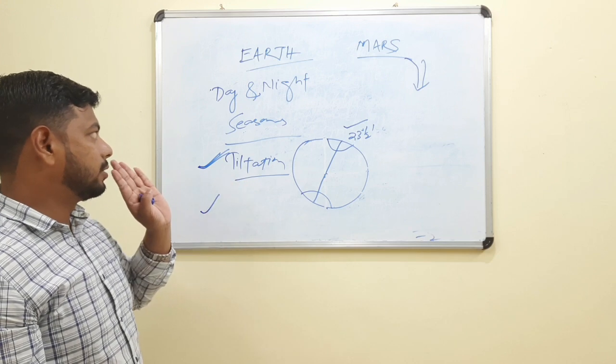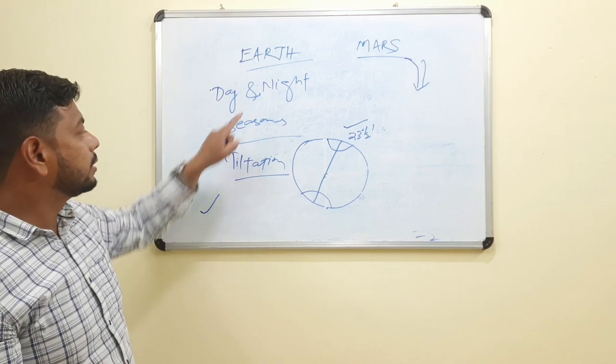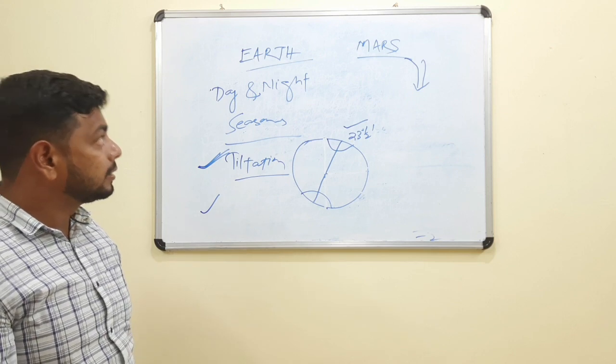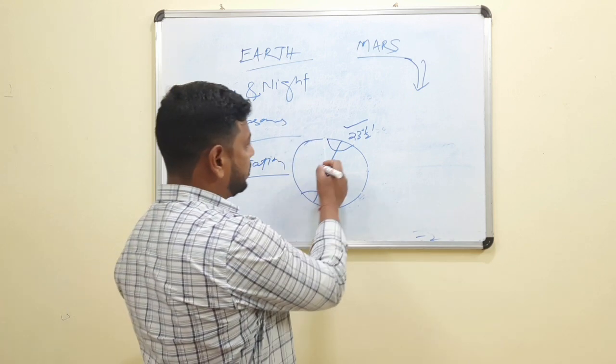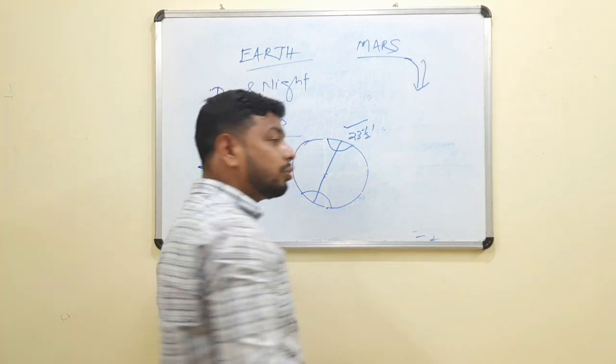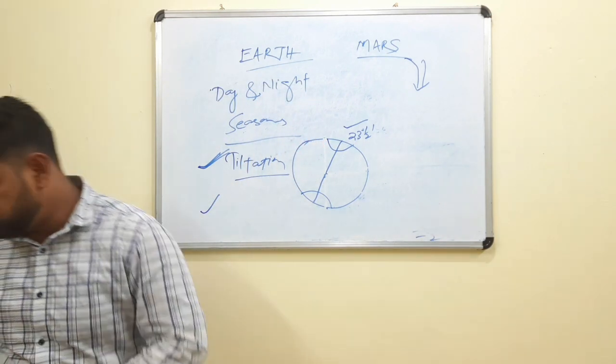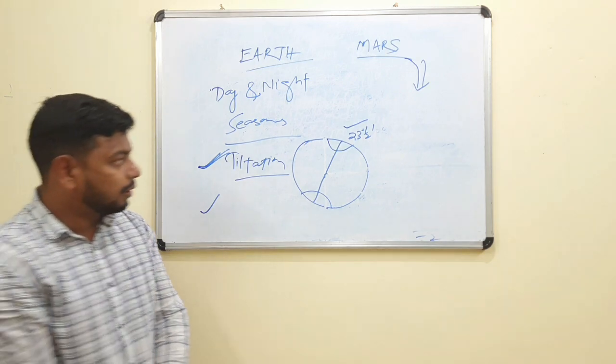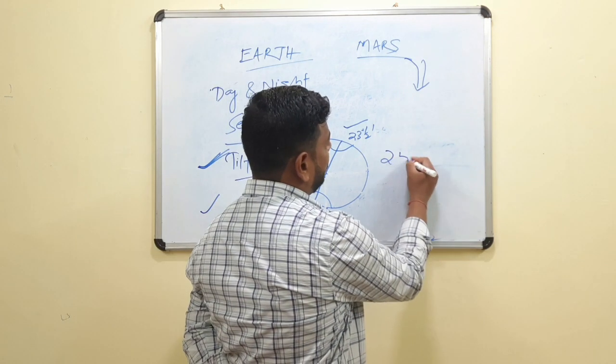Fine. Next, due to rotations, revolutions, right? In the same way, let me tell you a little bit about Mars over here. Mars is also tilted around 25 degrees. Okay, please note it.